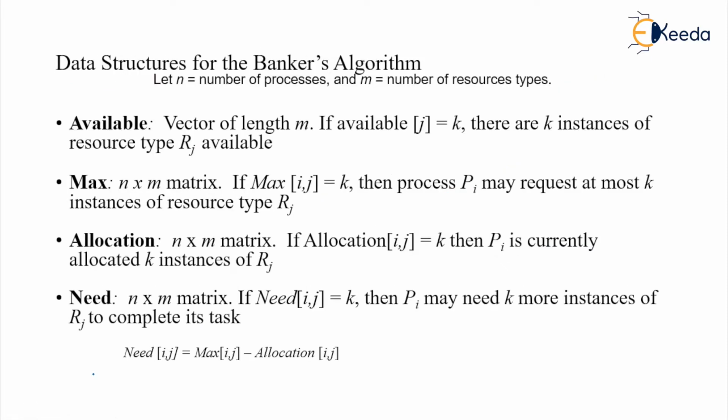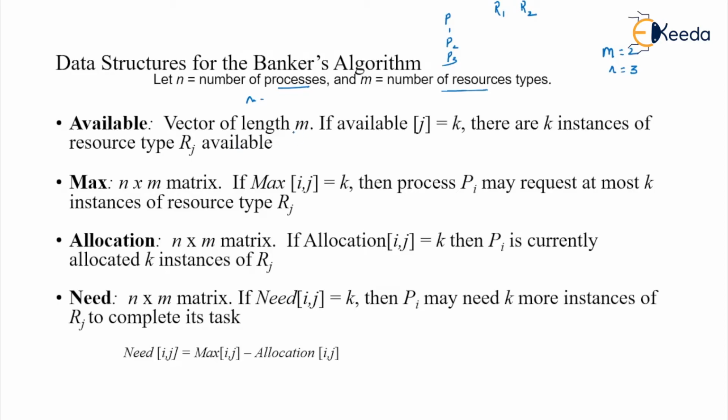Now these are the values and data that we are going to use, and a few vectors are there. In this case, let n be the number of processes and m the number of resource types. Suppose P1, P2, P3 are the processes, and R1 and R2 are the resource types, two resource types, then the m value is equal to 2 here and the n value is equal to 3 here.